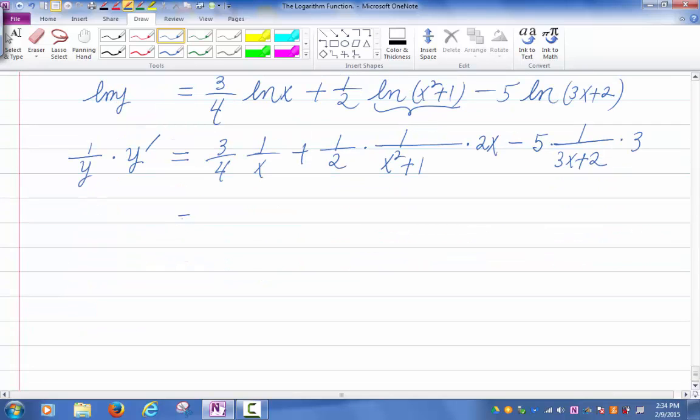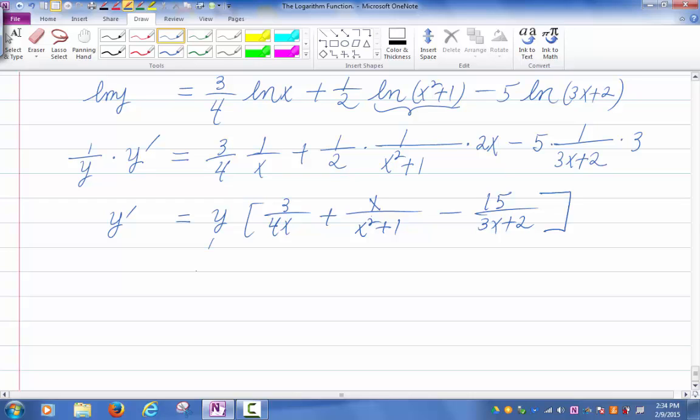So what is that? What I get is y prime is equal to y multiplied by 3 over 4x plus 1 over 2 times x squared plus 1. Oh, actually, sorry. Let me erase that. It is going to be x divided by x squared plus 1, because 2 cancels out, minus 15 over 3x plus 2.